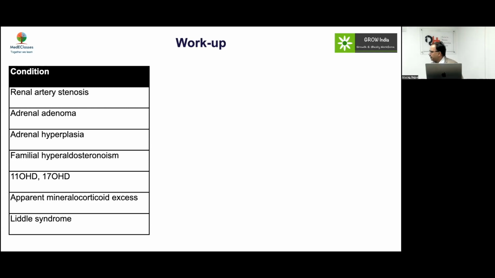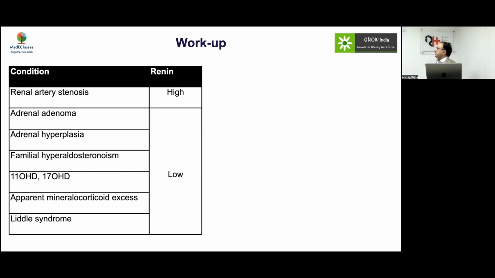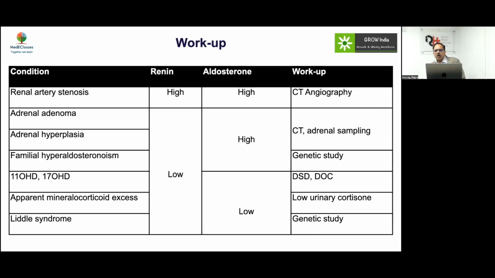So now if we compare the common etiologies: renal artery stenosis, adrenal adenoma, or hyperplasia, these are pretty similar. GRA, these three will be similar. CAH variants, AME and Liddle, renin level will be low in everybody except renal artery stenosis. So in this scenario, your renin is high because that is driving the overall picture. If we talk now about the aldosterone level, the levels will be high in everybody except for apparent mineralocorticoid excess, Liddle syndrome, and CAH variant.